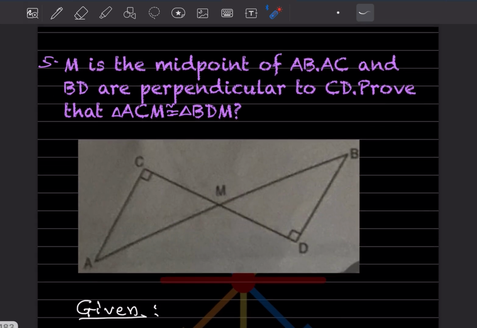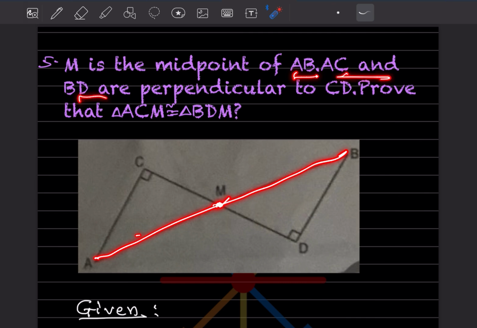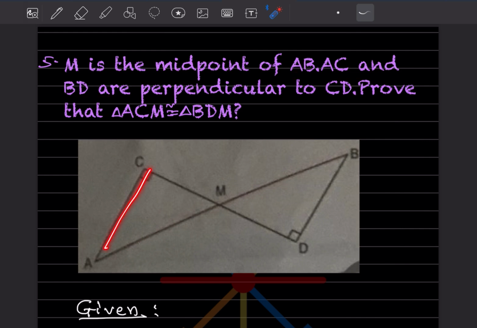M is the midpoint of AB. Can you see, this is AB, so M is in the middle of it. So M is the midpoint of AB. And then AC and BD are perpendicular. So this AC and this BD, they are perpendicular to what? To this CD. This CD is for both of them.